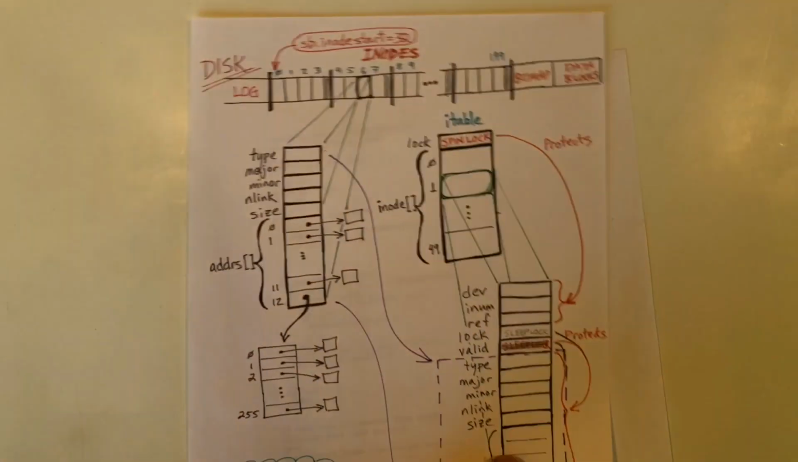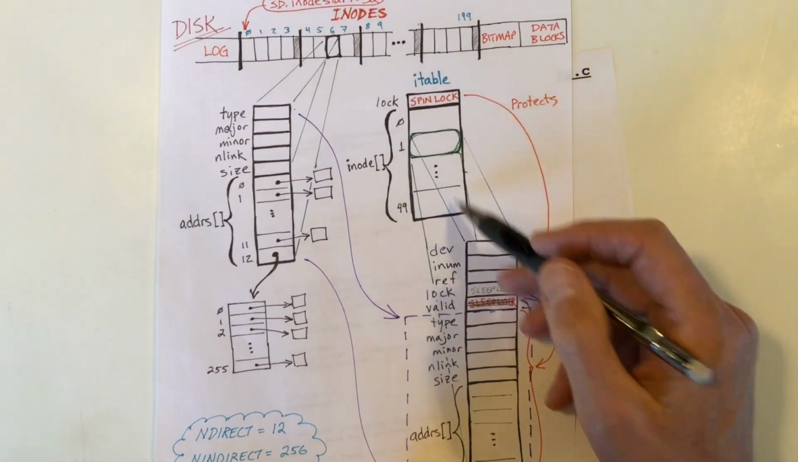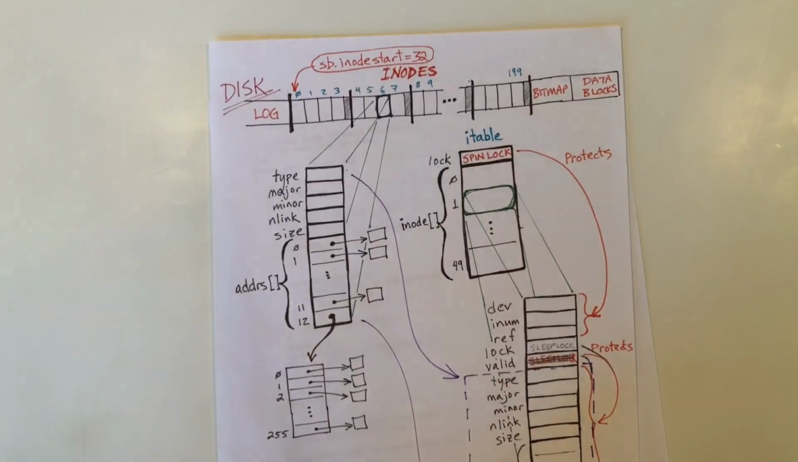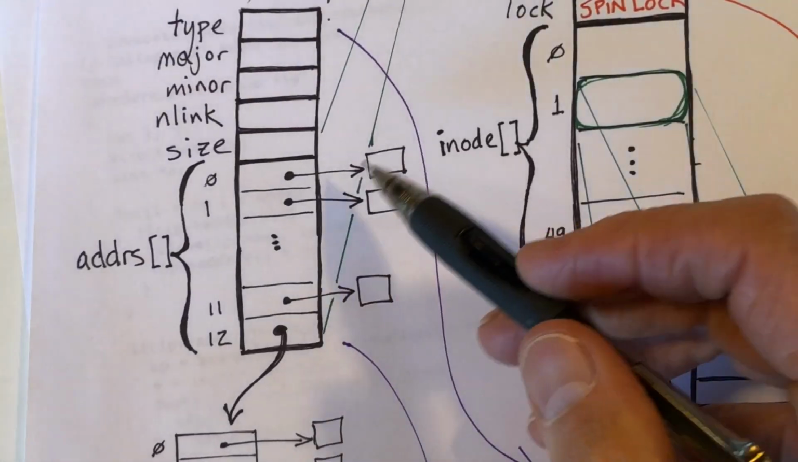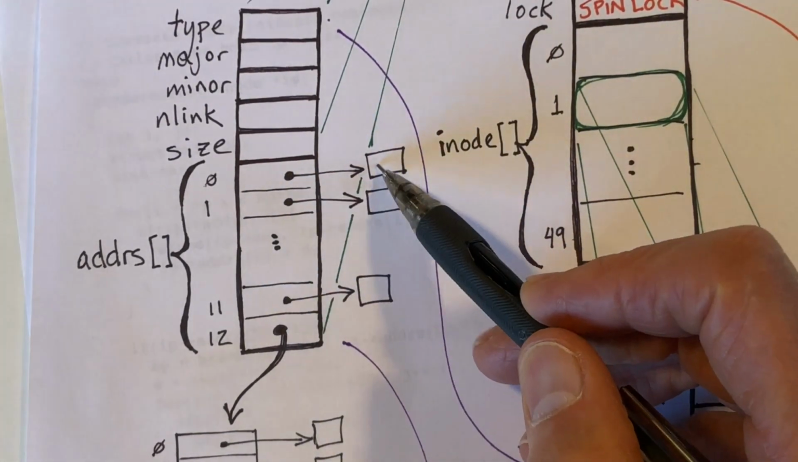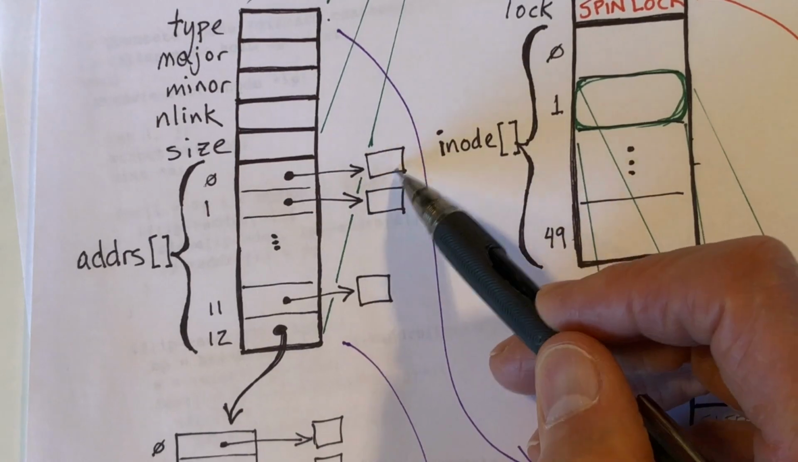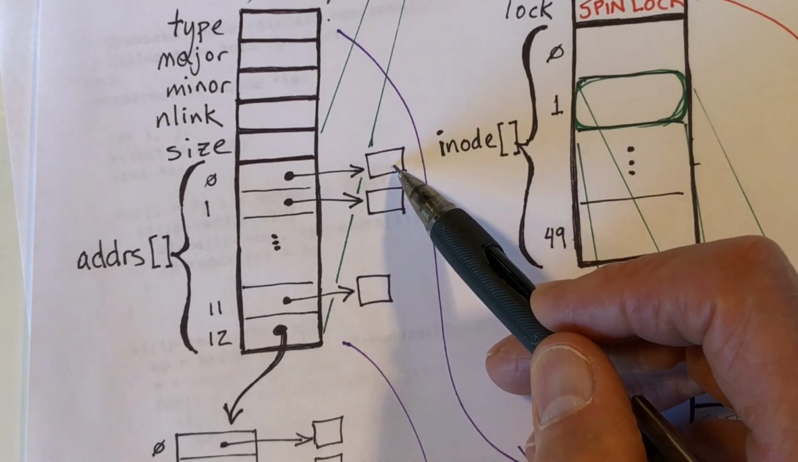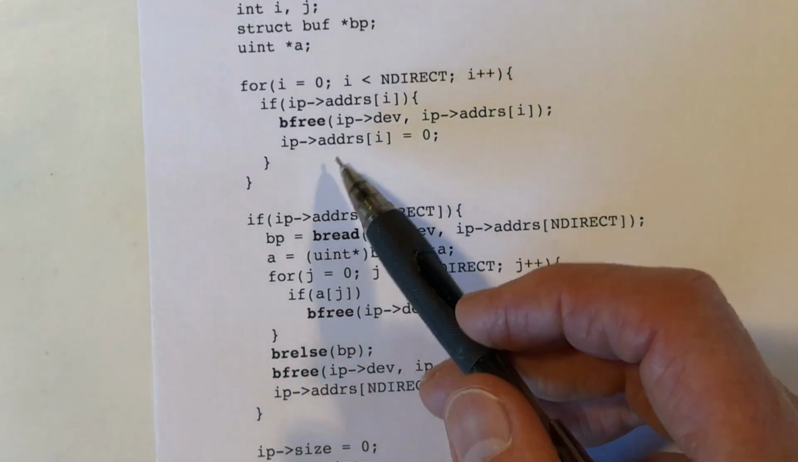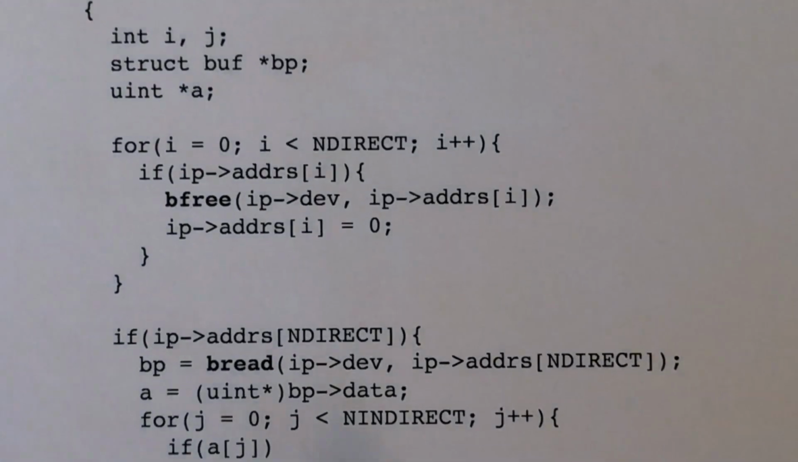So here's the picture. It's passed a pointer to one of the cached copies, and it's going to go through this array here. And let me use this array up here because it has the blocks. So we're going to go through the direct pointers, and if they are non-zero, we're going to call bfree to return this block to the free pool. And then we're going to go through the block of indirect pointers. So that's what's happening here.